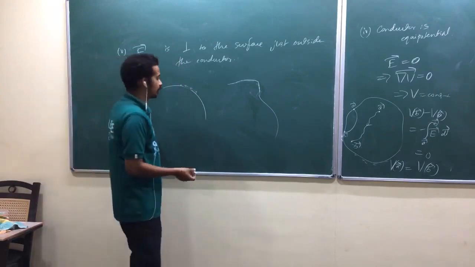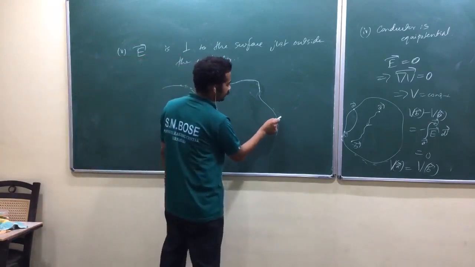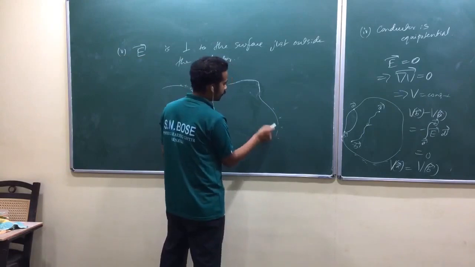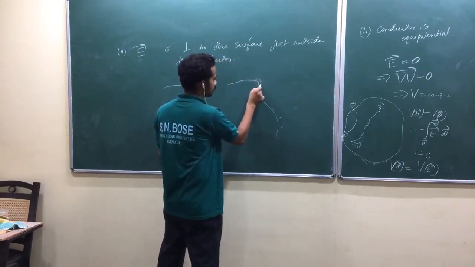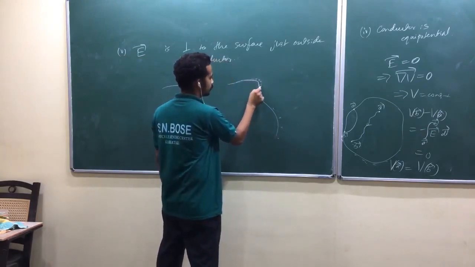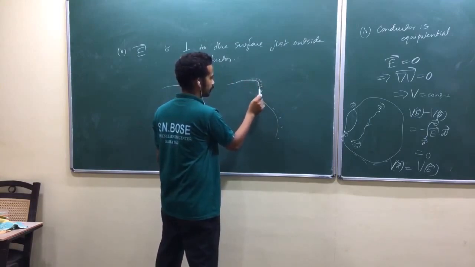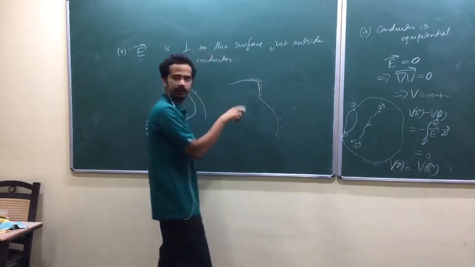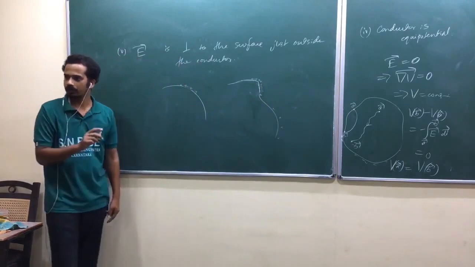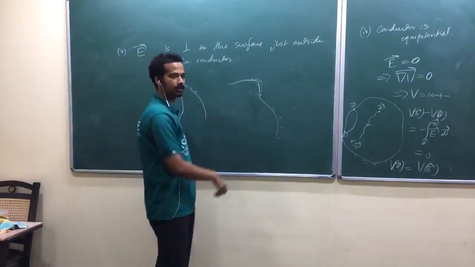Again, let me argue why it would happen. There will be more charges residing on this. I hope you know this one. We studied this kind of property, isn't it? Whenever there is more curvature, more charges will reside. Whenever there is less curvature, less charge.